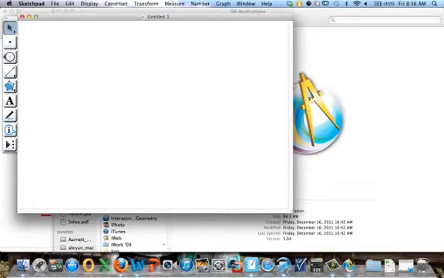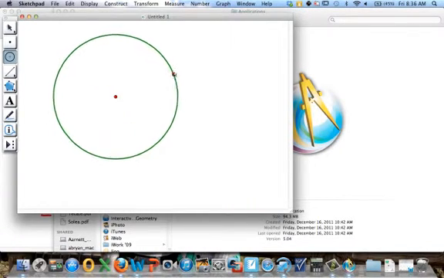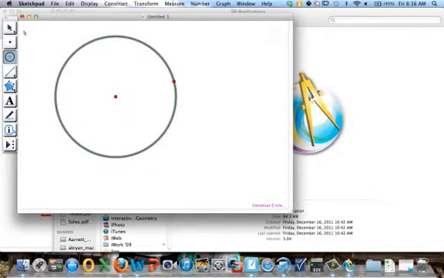The compass tool is right here, so I'm going to click on that. And then you click somewhere to make the center of the circle, and then you click another place to form the radius. Okay? All right.